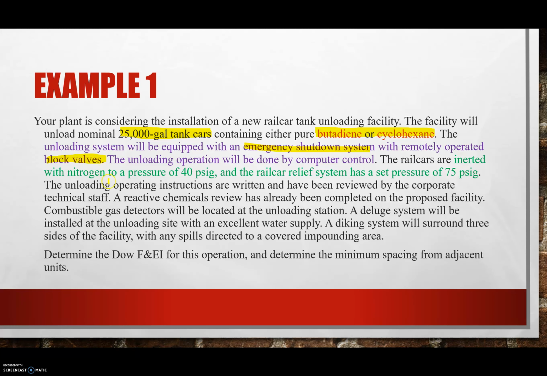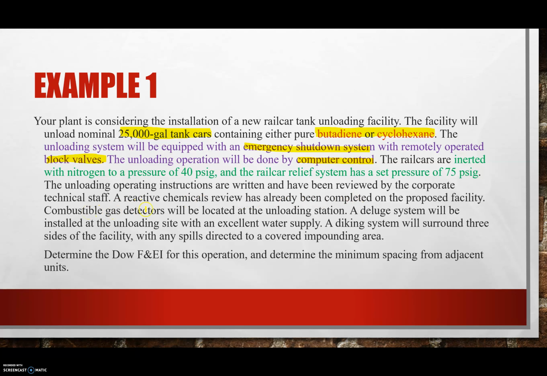The unloading operation will be done by computer control. Okay, so you also have your process control as your risk control precaution. So the railcars are inerted with nitrogen to a pressure of 40 psi, and the railcar relief system has a preset pressure of 75 psi. The unloading operating instructions are written and have been reviewed by the corporate technical staff. A reactive chemicals review has already been completed on the proposed facility.